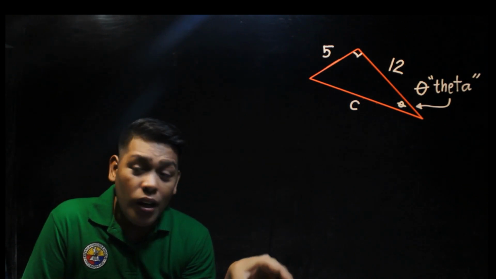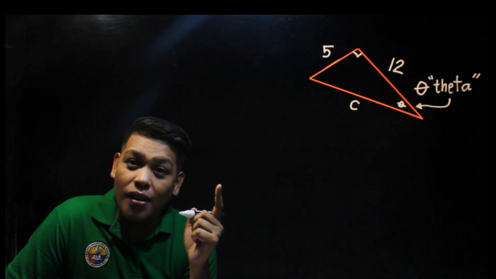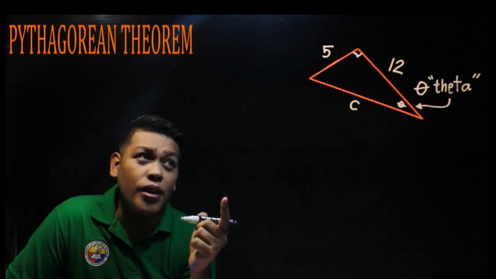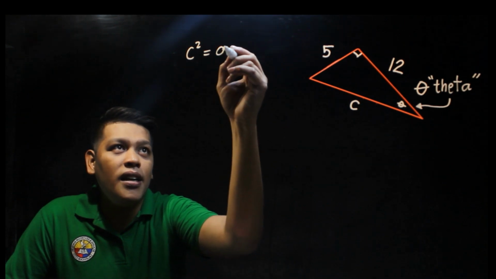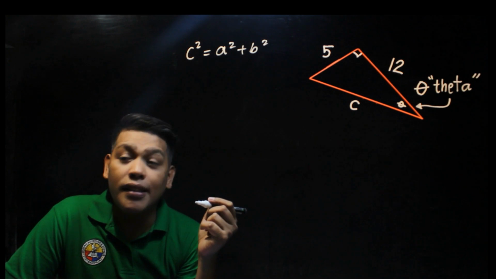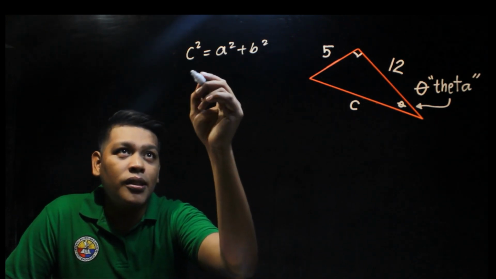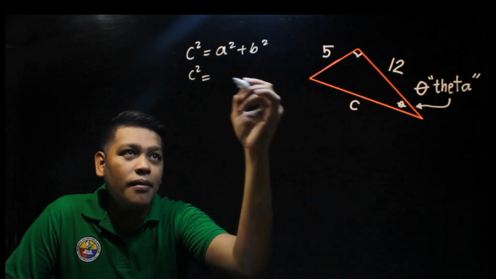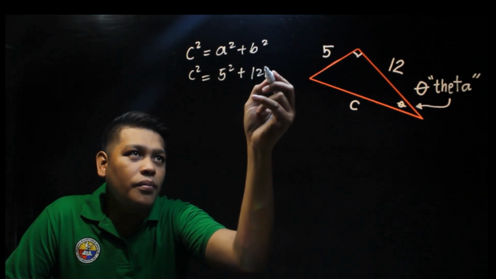Paano natin kukunin yung hypotenuse na yan ay gagamit tayo ng Pythagorean theorem. What is the Pythagorean theorem? Formula. So, c squared equals a squared plus b squared. That is the Pythagorean theorem. So, hanapin natin yung c. So, c squared equals, what is a? 5 squared plus 12 squared.